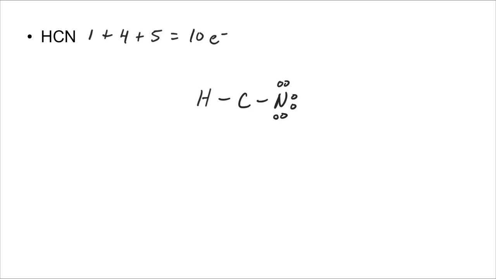And let's count up the valence electrons. We've got 2 here and 8 here, so that is a total of 10. So we have all the valence electrons that we need. The problem is carbon does not have an octet.